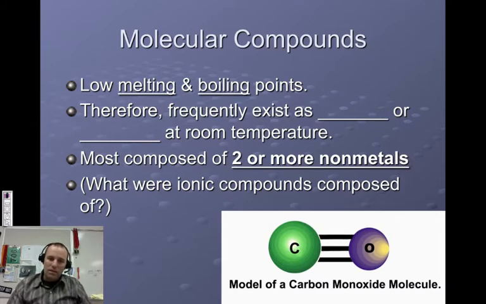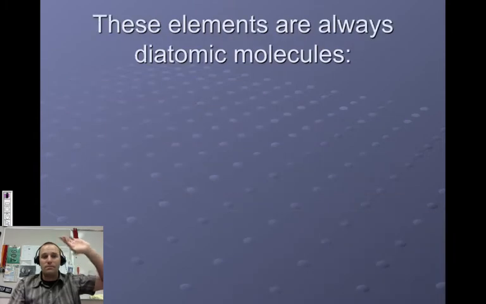What were ionic compounds composed of? Go back a couple minutes if you can't remember. Write that down, highlight it, make a list. You should have, for all three types of bonds, what they are made of and what their electrons are doing. And we'll talk about what the electrons are doing in a molecular compound here in a minute.